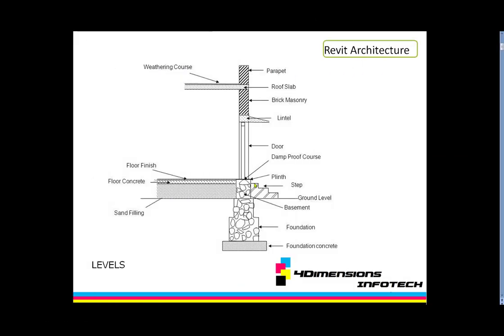Once you set the unit, the next basic step is to set the levels. Depending on the requirement, we have to set the levels. In Revit, by default, we have 2 levels, that is level 1 and level 2. Before that, let's understand what is meant by level. So as shown in the figure, I am showing you the levels, that is ground level and plinth level.